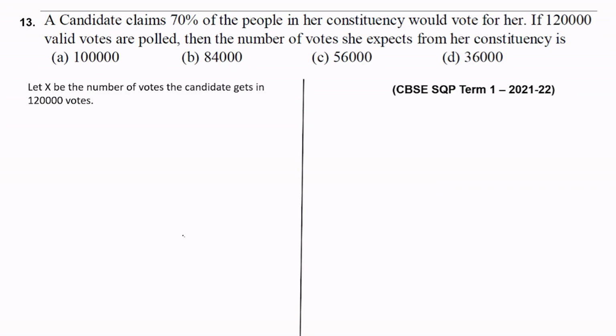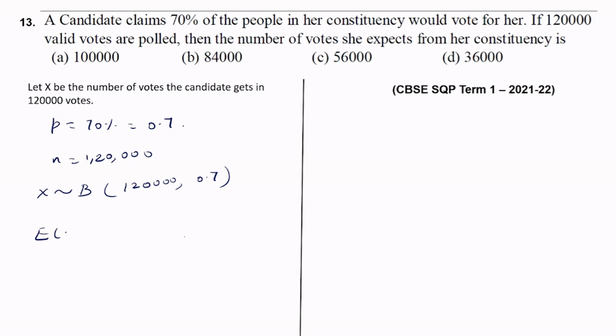So here let us take X to be the number of votes the candidate gets in 1,20,000 votes. Here the candidate claims that 70% of the people in her constituency would vote for her. As a result, the probability of success P is 70%, or 0.7, and N is 1,20,000. So X follows binomial distribution with parameters N, P: 1,20,000, 0.7. So the number of votes she expects is nothing but expectation of X. Expectation of X for a binomial distribution is given by N into P. So here N is 1,20,000 into P is 0.7. So this is 84,000. So the correct option is option B, 84,000.